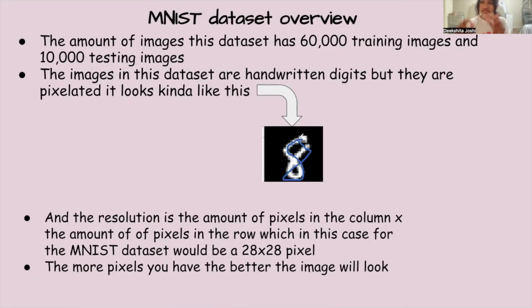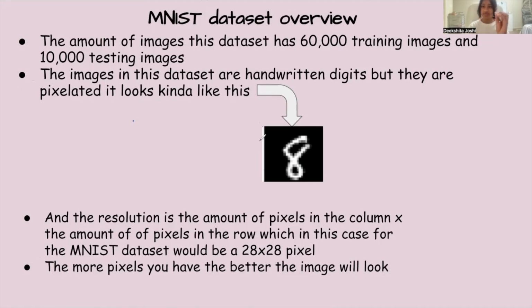But for AI, they see these little tiny squares, and it's really hard for it to piece together. So we train the model to get it to know and understand what number it is. The pixelated image looks kind of like this, and the resolution is the number of pixels in the column times the number of pixels in the row, which for the MNIST dataset would be 28 by 28 pixels. This is kind of hard to understand, so let me break it down for you.